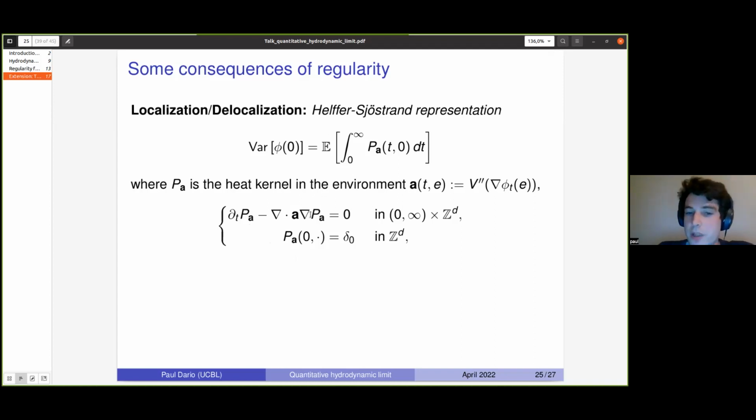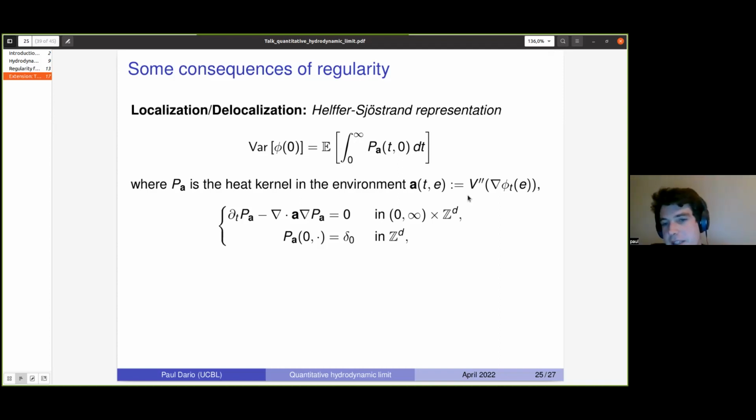And if you understand what this function does, then you understand the variance of phi of 0. So it's not necessarily simple. Question: so phi is starting at equilibrium? Yes, you start from equilibrium when you do that. You start from equilibrium, you let it evolve, you solve this equation, and this gives you a kernel. You integrate over time, and this gives you the variance of phi of 0. Good, thank you.